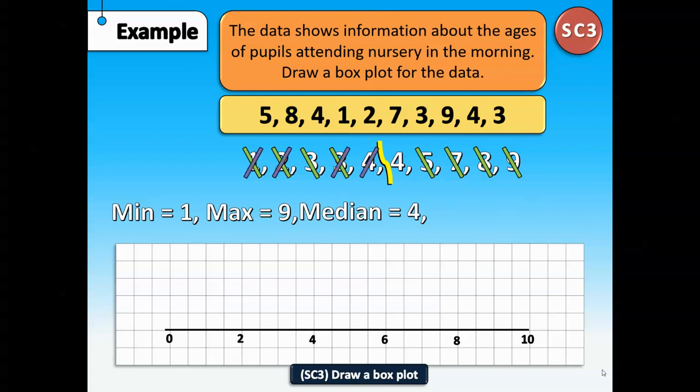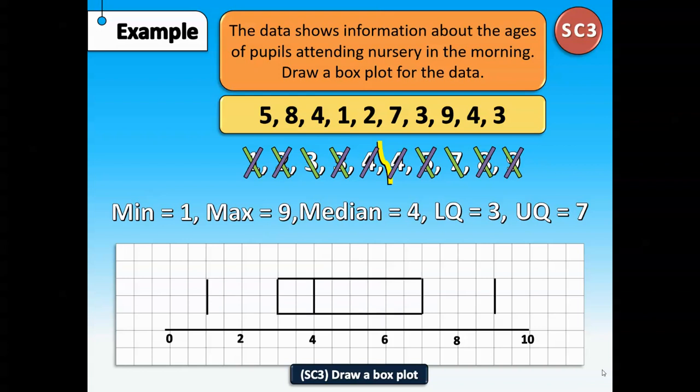Then we find the median of the first half of the data, so that's 3. So the lower quartile is 3. And the upper quartile will be the median of the second half of the data, so that's 7. And we can plot this on our graph paper to show a box plot. So our box plot looks like this.